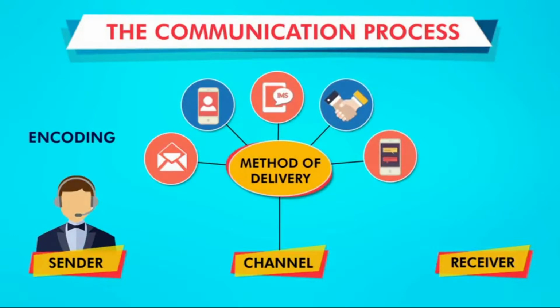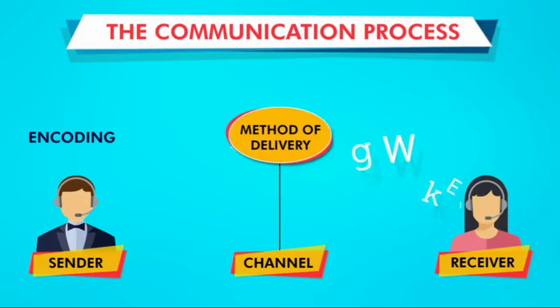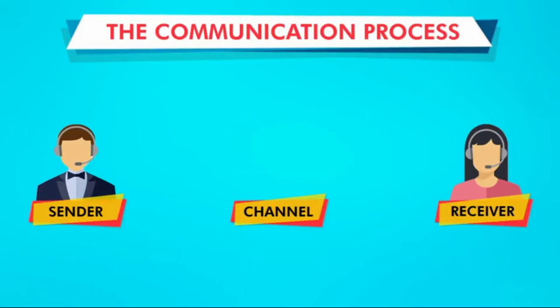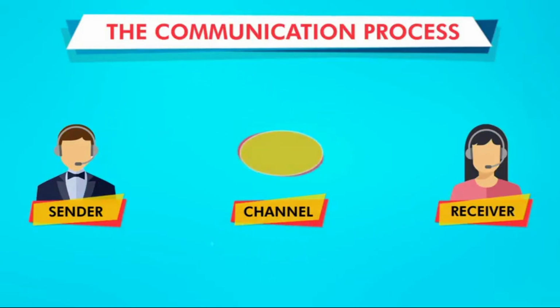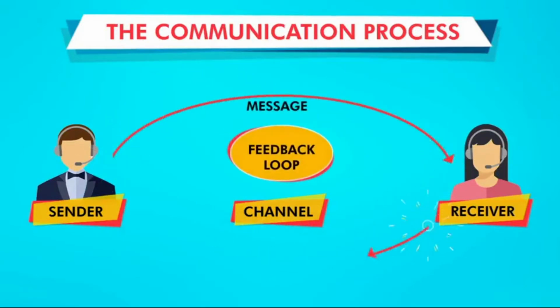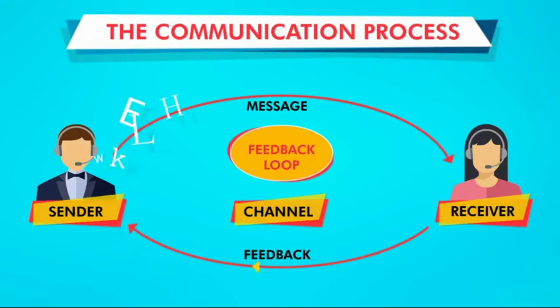The message then moves through the channel to the receiver, who completes the communication process by interpreting and assigning meaning to the message, which is also known as decoding. Now, since most communication exchanges involve a continued dialogue between senders and receivers, a feedback loop was added to the communication process. The feedback loop is a critical component in the communication process because it ensures the message was properly received and interpreted by the other party.